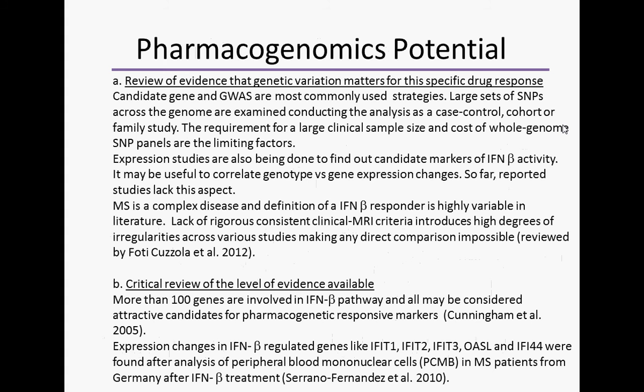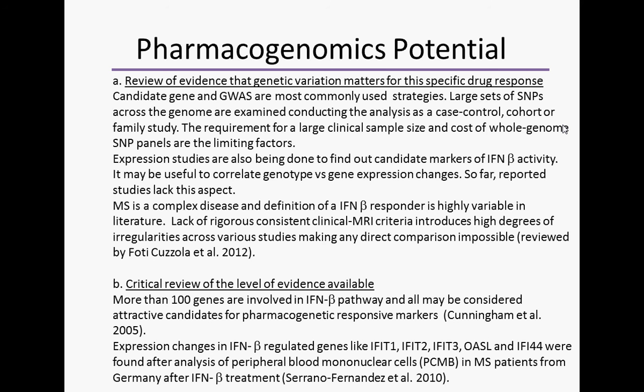Candidate gene and GWAS studies are most commonly used strategies. There are lots of limiting factors in these studies. These studies require large clinical sample size, which is not always possible. Expression studies are also being done to find out candidate markers of interferon beta activity. However, there's no correlation studies done between genotype and gene expression changes.